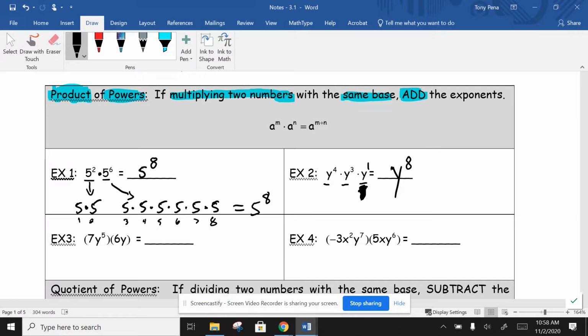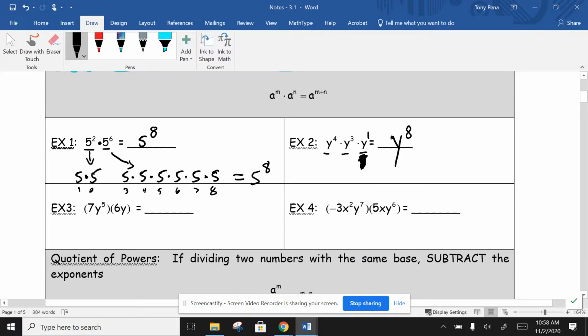All right. Example number 3, same thing. We now add a number in front of all of these. So let's do the y's first. So I have a y to the 5th, and then I have this y, which would have a power of 1. Like we've now done a couple of times, you're going to add those exponents. So you're going to get a y to the 6th.